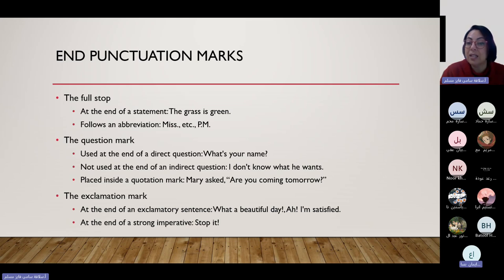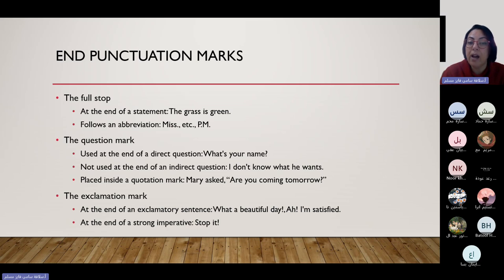Yes, Iman? But in the first one, I don't know what he wants, can it take a question mark? No. What he wants, you don't know. But if you want to make a question of this, what does he want? This becomes a question. Oh, okay. What does he want becomes a question.